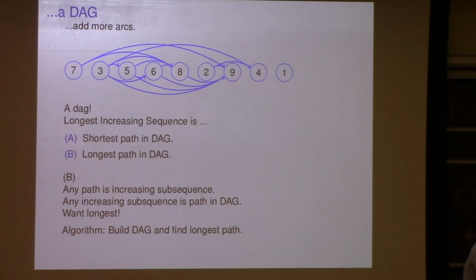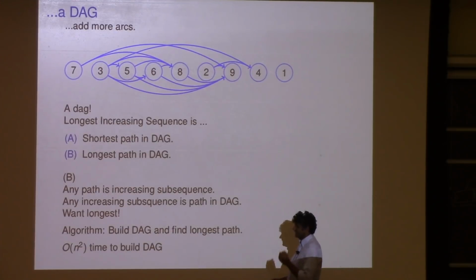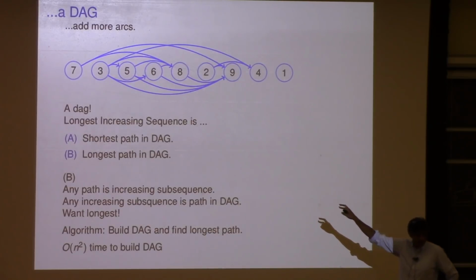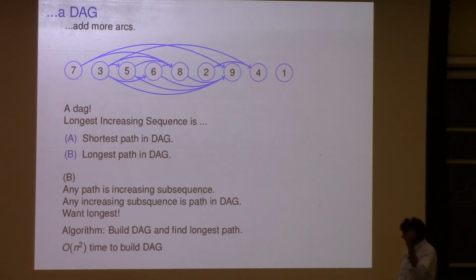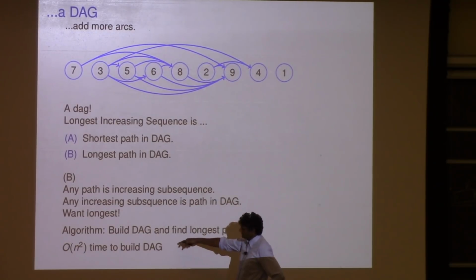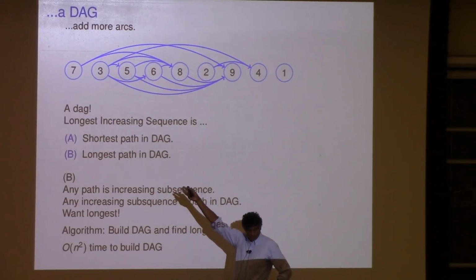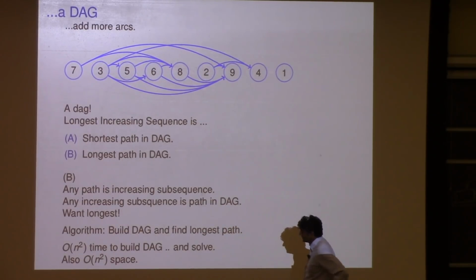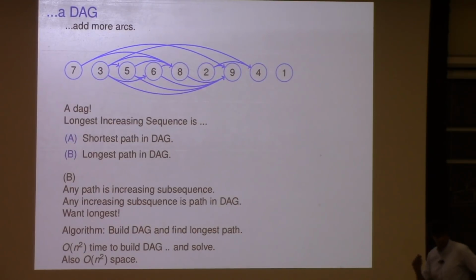Okay, let's analyze it a little bit. First, we build the DAG, and then find the longest path. Building the DAG could take O of n squared time, because you're comparing every pair of elements and deciding whether to put the arc from left to right. Now, solving it is efficient because remember, finding the longest path in a DAG was O of m time, since every node processes all the incoming arcs. That's all the work that's done. So it's the size of the DAG. It also takes n squared space because you have to put in all these arcs.